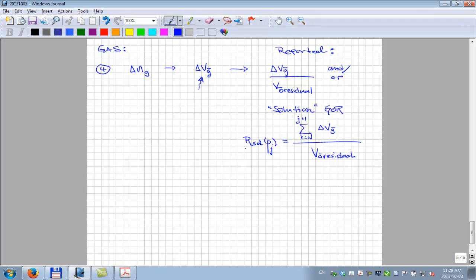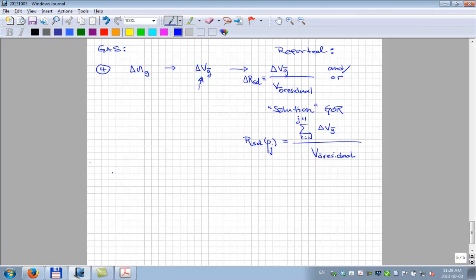So maybe this would be what we would call delta RSD, kind of a stage to stage incremental. So it's one of these two. But the quantity that's really important is not reported.